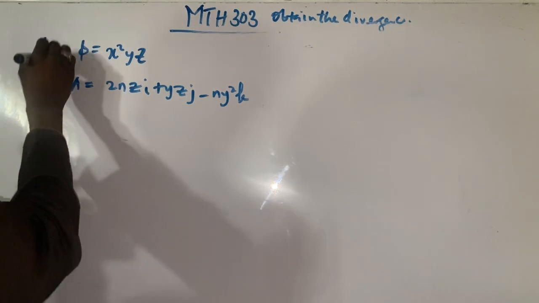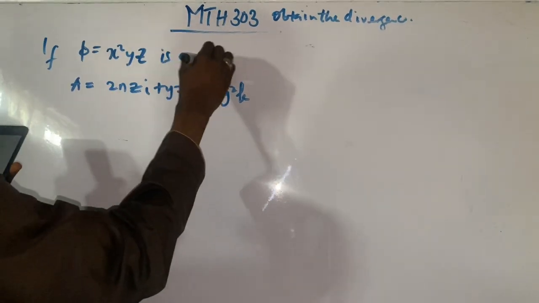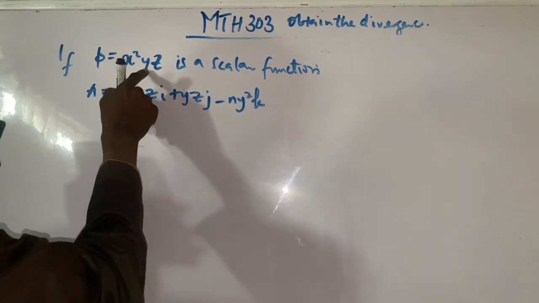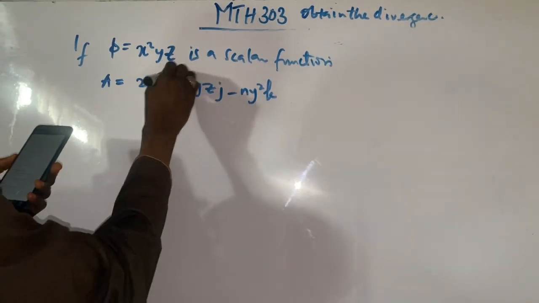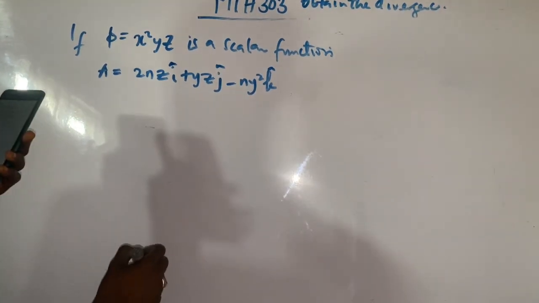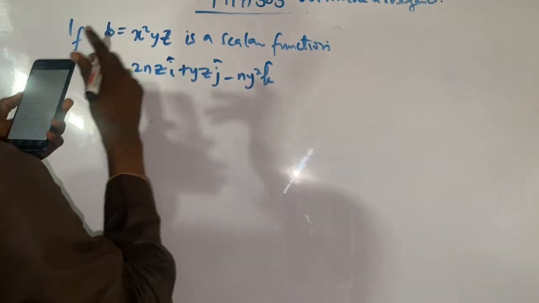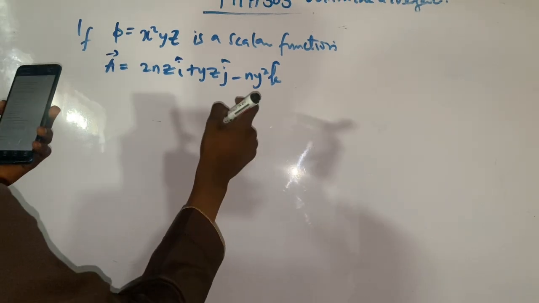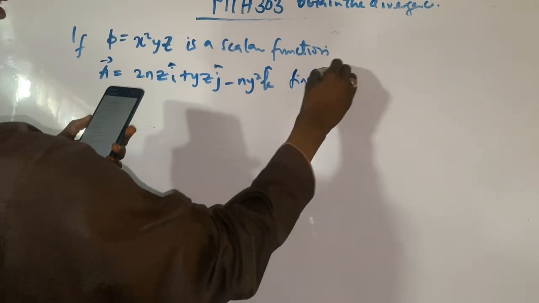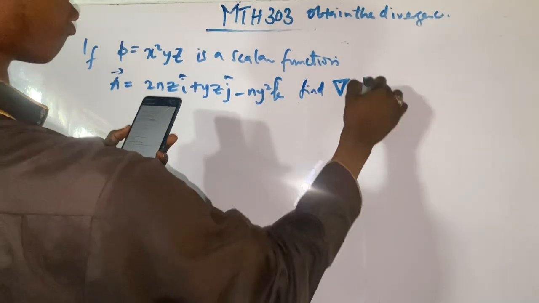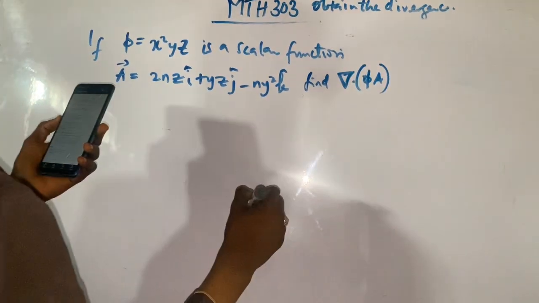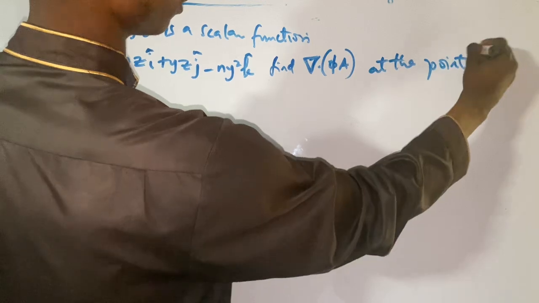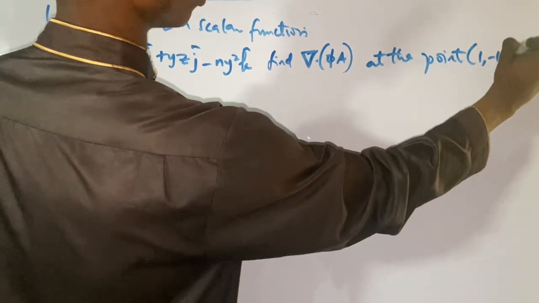If phi is a scalar function, you yourself know this is a scalar function because it doesn't have all these i, j, and k. So it's a scalar function, and vector A is this. Find the divergence of phi A at the point (-1, -1, 1).